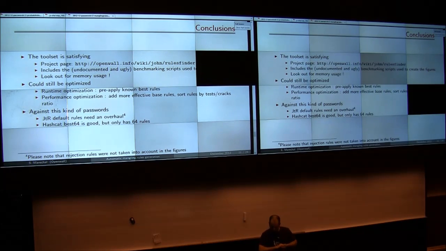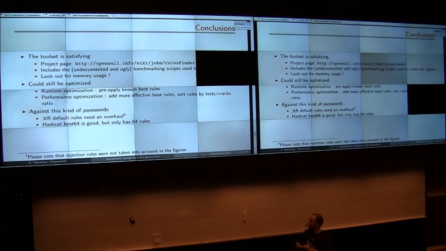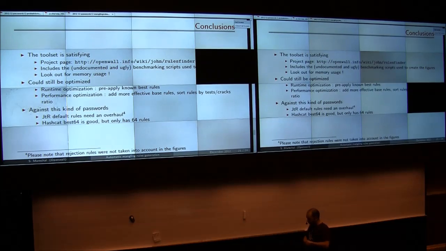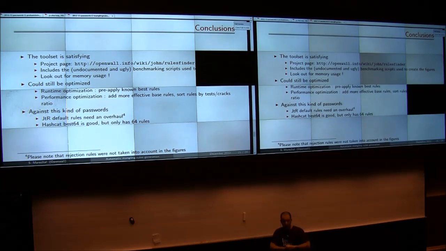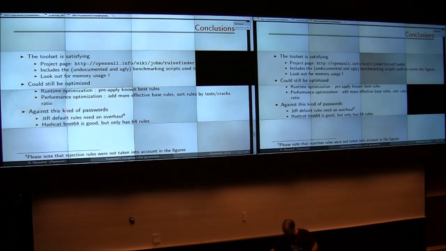Finally, against public leaks, it seems that John the Ripper default rules need an overhaul. Also, hashcat best64 performed extremely well, but there are only 64 rules, and they need more. So that's it.